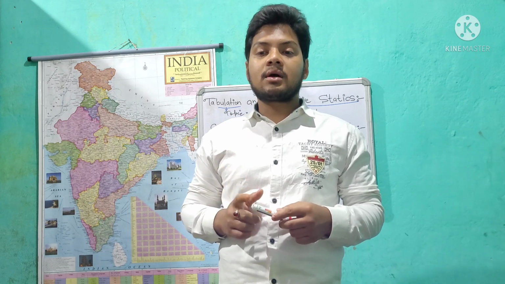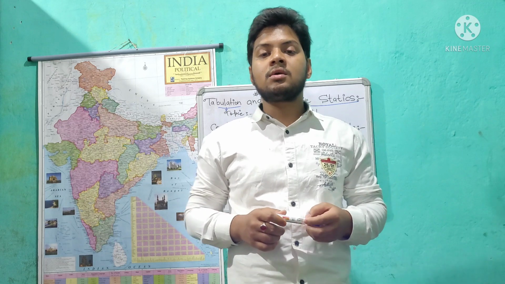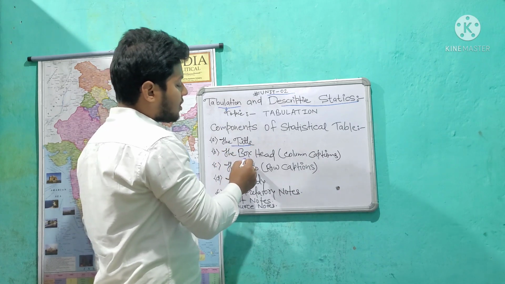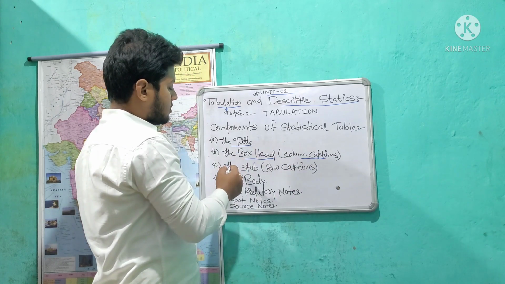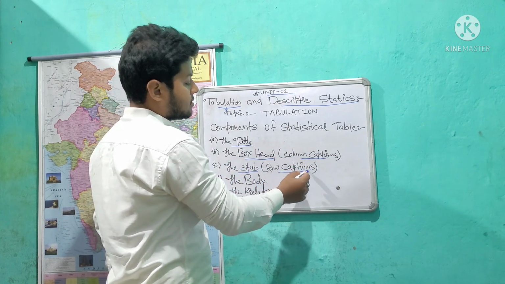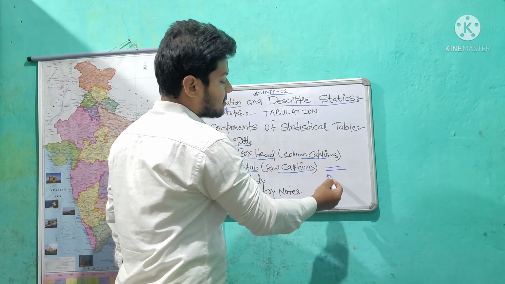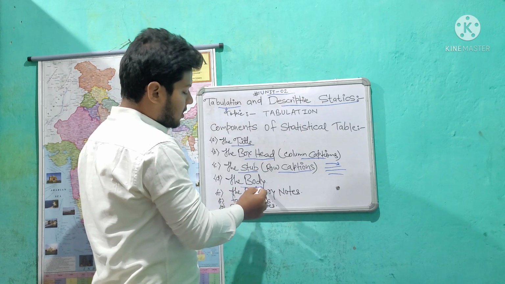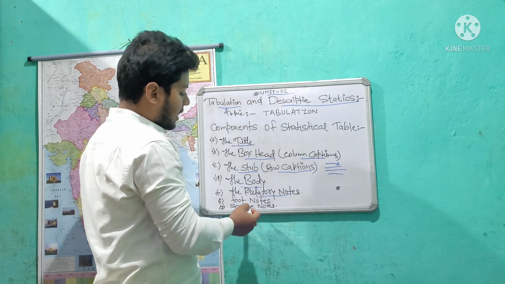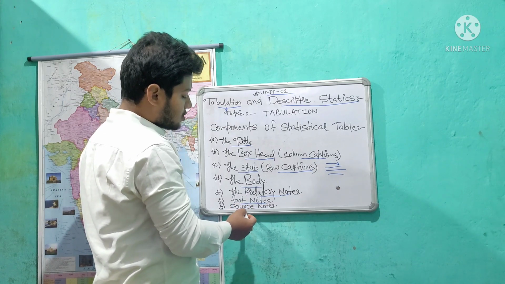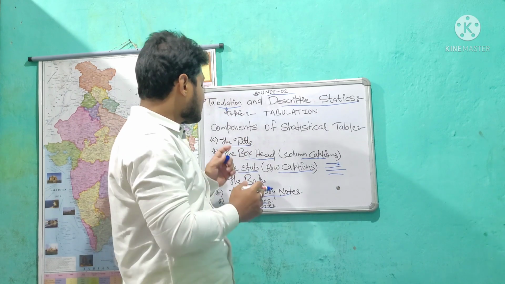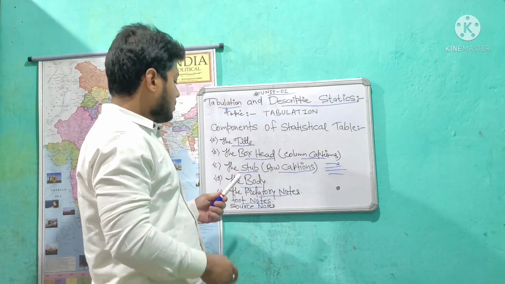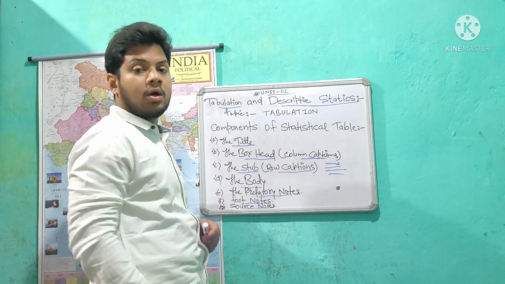In general, a statistical table has the following components. Now see what the components are. Number one, the title. The box head, called column captions. The next one is the stub, meaning row captions. We are arranging captions in a row like this, and rows are like this, as we all know. The next one is the body. The next is prefatory notes. The next one is footnotes. And finally, the source note. We will discuss it one by one: what the title is, how we use it in a statistical table, and what the use of the box head, the stub, body, prefatory notes, footnotes and source note is. Now we will discuss it one by one.